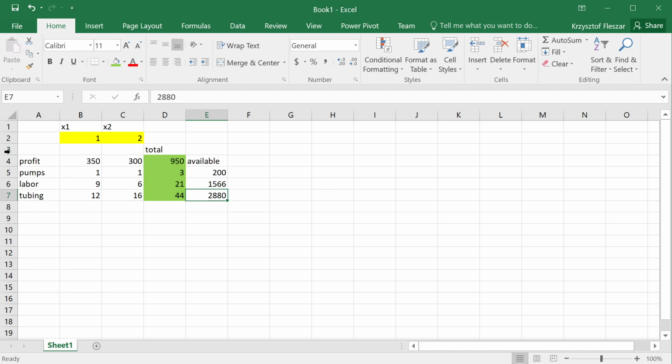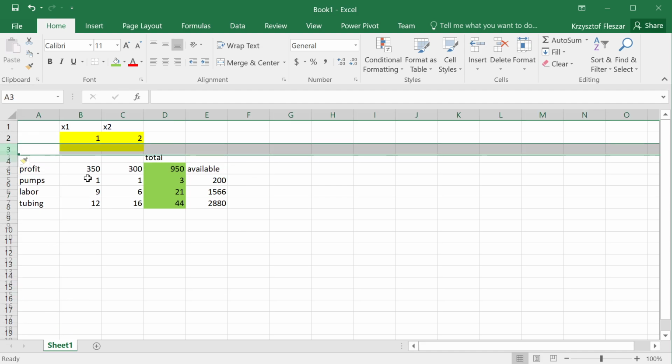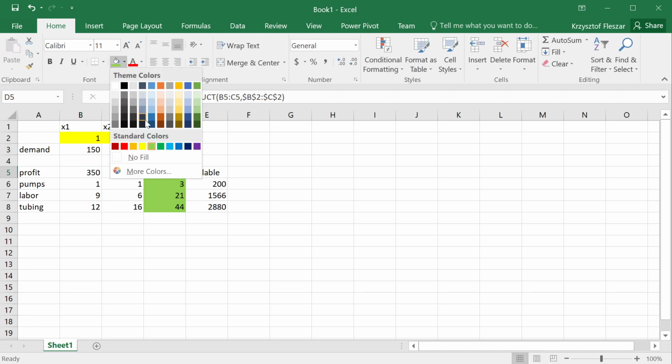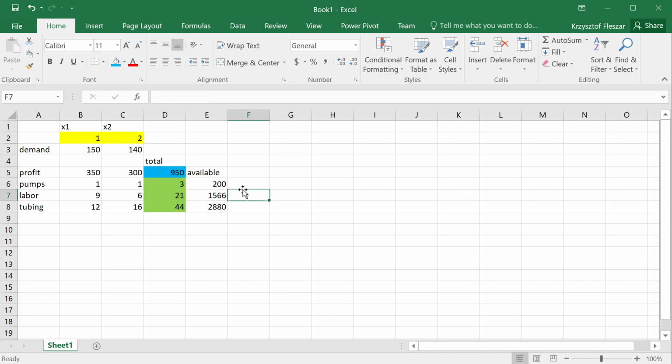And I will actually also insert here, let me insert one more line, and I'll say demand. And demands were 150 and 140. And this is what basically defines my optimization problem, the formulas.